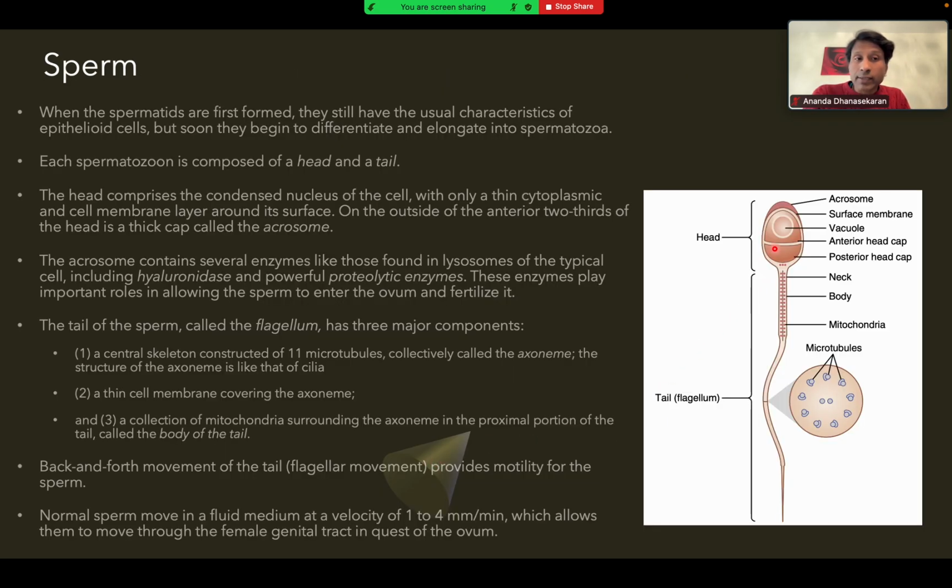Now let us learn the single sperm in detail. Okay, a sperm consists of a head and a tail. As you can see, the head is the main component, but it's quite small, and the tail is the long component.